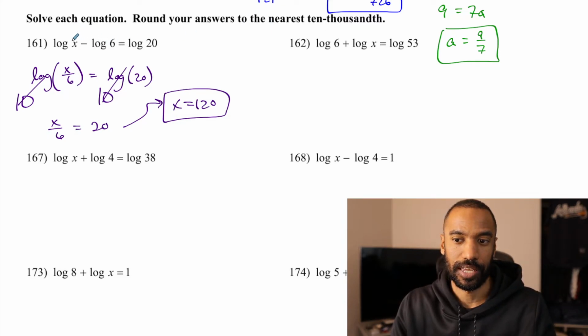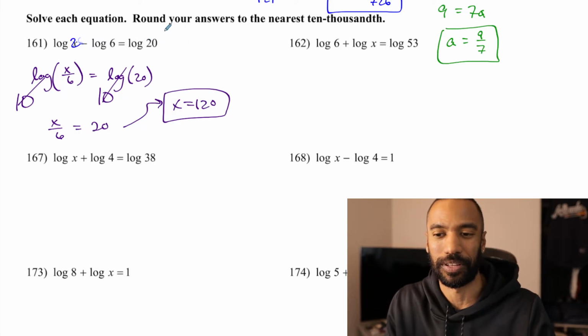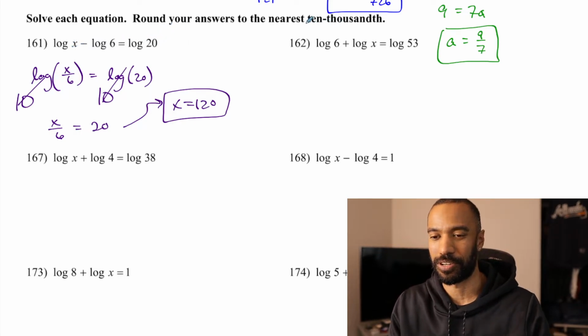Look, it's not like the answer is 26. It's not log of 26 minus log of 26 is log of 20. It doesn't work like that, right? That's why you can't cancel things early.